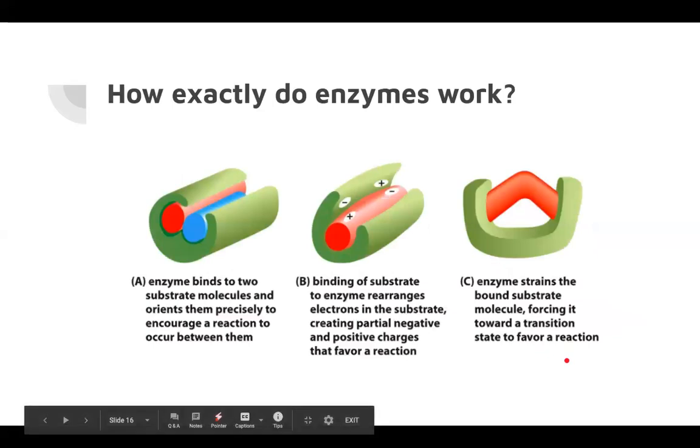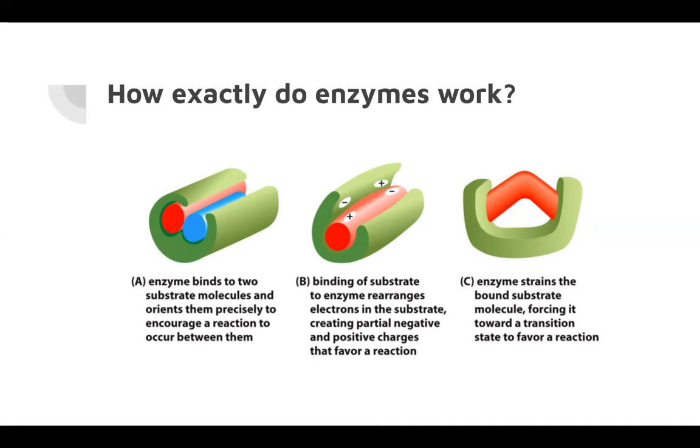More about enzymes, how exactly they work. Laura goes over, I think, three main methods about enzymes. One of them is that the enzyme will bind to substrate molecules and orient them precisely enough to encourage a reaction to occur between them. The second method is that the binding of substrates to enzymes causes a rearrangement of the electrons within that particular substrate, which creates partial charges. And these partial charges favor reaction. And then the third way that enzymes can work is that enzymes have the ability to strain the substrate molecules or the reactants, which forces them towards a more favorable condition or transition state. And that helps to make the reaction more favorable.